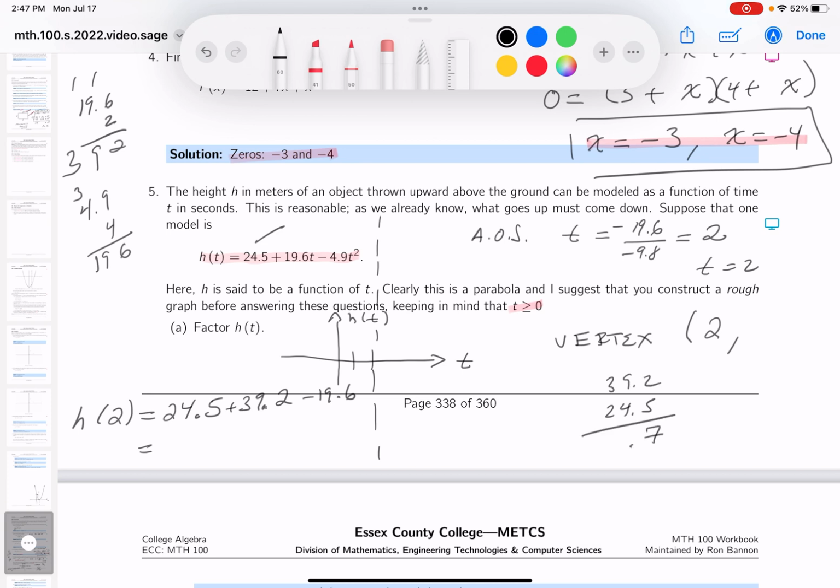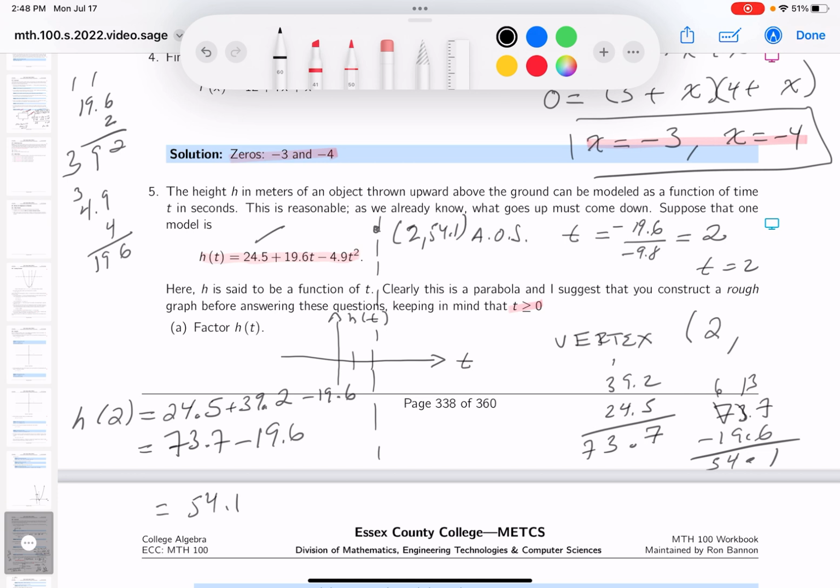I'll add them together. 5 and 2 is 7. 4 and 9 is 13. And you get 73.7. Minus 19.6. Let me write that down. 73 point, whoops, I made a mistake there. 73.7 minus 19.6. That's going to be 0.1. That's going to be 6, 13. Let's see, 4, 54.1. That's where the vertex is, way up here. So it's going to be (2, 54.1).